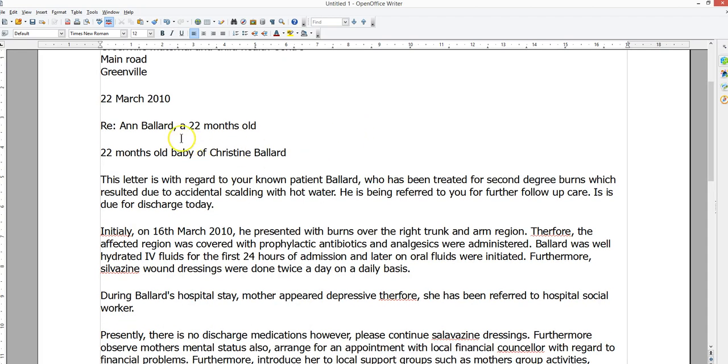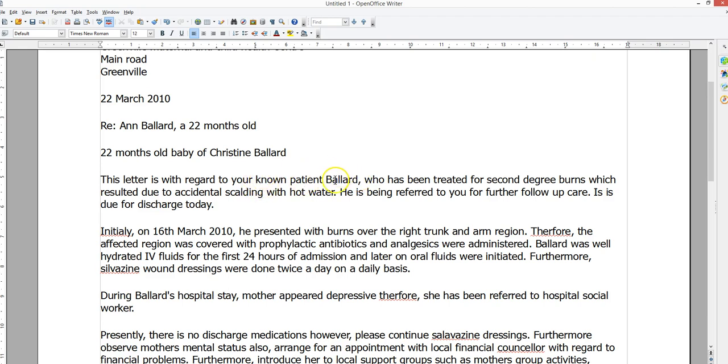Okay. So, Anne Ballard, 22 months old baby, or baby daughter of Christine Ballard. Okay. So this letter is with regard to your known patient, Ballard. Now, you don't refer to people simply by their family name. If it's an infant, and here it's a baby, you would either say Anne or baby Anne. If it's a kid, you would call them Anne, but as it's a baby, Anne will be fine, not Ballard.